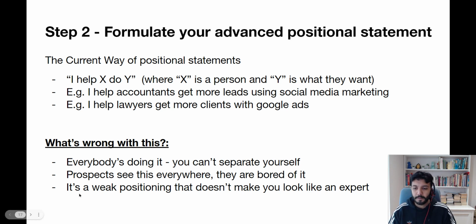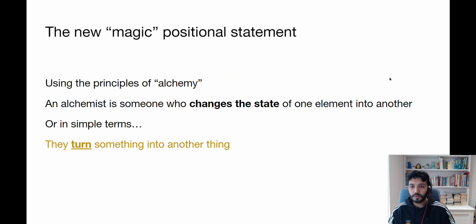Thirdly, and this is the important bit, it's actually a very weak positioning approach that doesn't make you look like an expert at all. When you say I help, it doesn't actually make you look like an expert. Help doesn't actually lead to any form of transformation. Help is like some form of assistance or guide. Here is where we turn that on its head to actually make you look like the expert that can cause a transformation for them. And we do that through a new magic positional statement using the principles of alchemy.